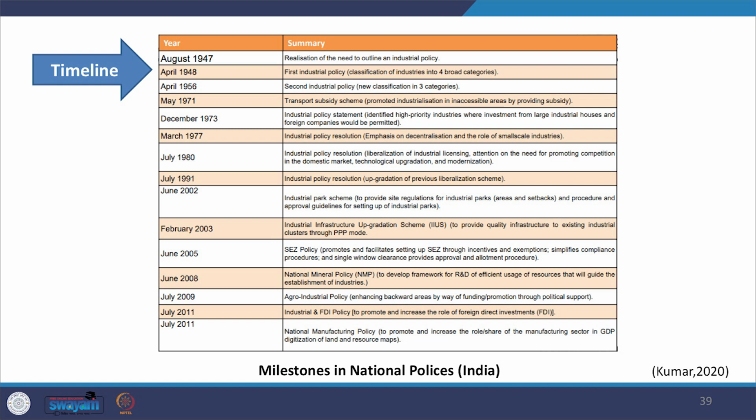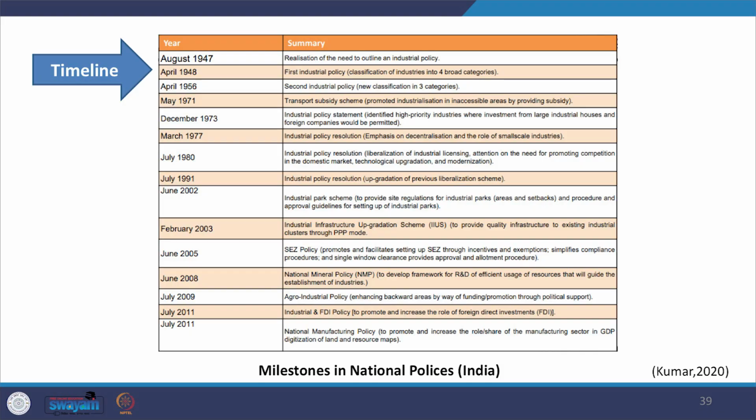Moving on, we see in 2008, there was a framework which was developed for R&D for efficient use of resources. Further, in 2009, in order to enhance the backward areas by way of funding, agro-industrial policy was also made. So you can see how we are looking at the regional balance here. In July 2011, we see enhanced industrial and FDI policy. Also, we look at the national manufacturing policy to promote and increase the share of the manufacturing sector. So you may see that we have still focused on the manufacturing sector.